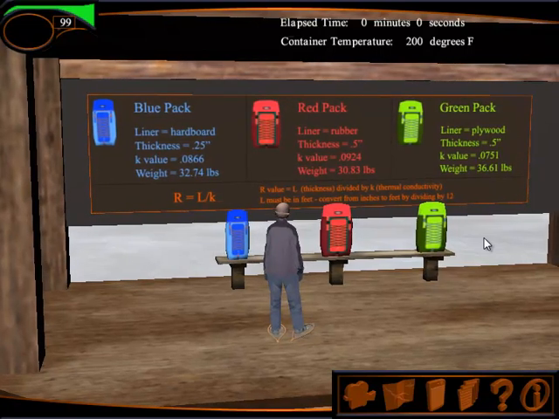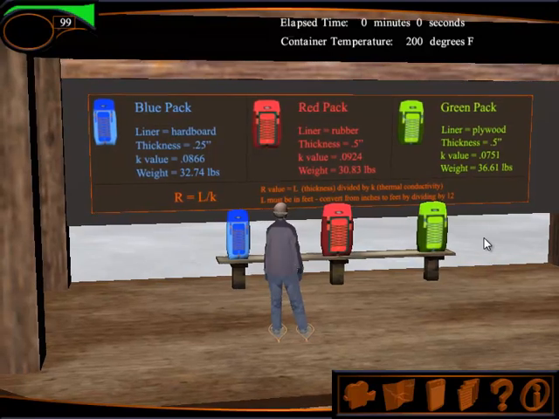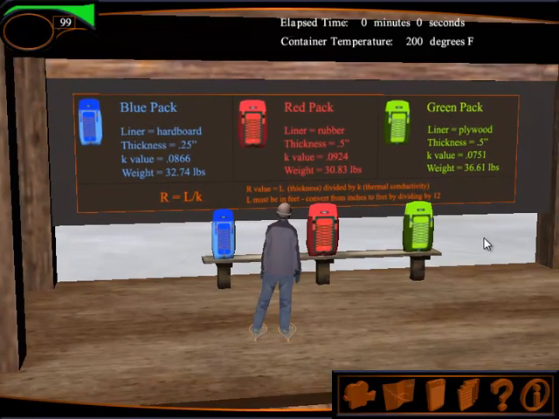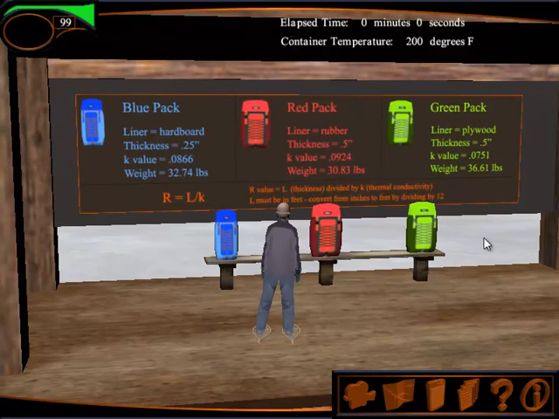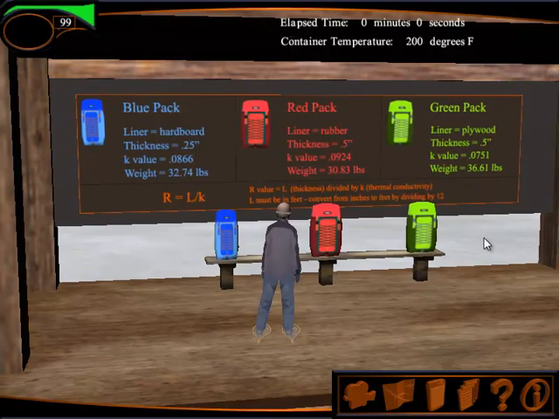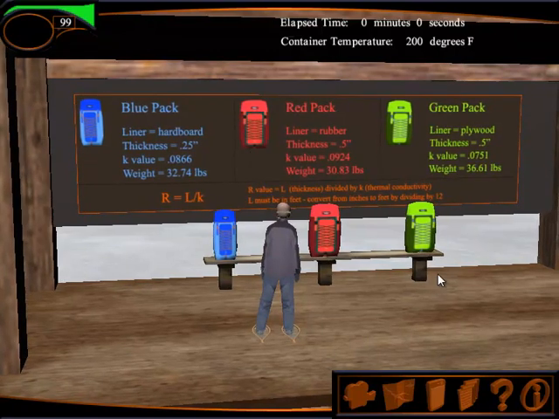And the thickness, again, needs to be converted. It's given in inches here. It needs to be converted to feet. So we need to divide our inches by 12 to tell us what the thickness is in feet. So our R value is equal to our thickness in feet divided by the thermal conductivity, and we can see that we're given those for each of these.